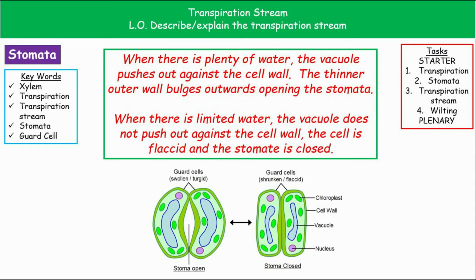So let's double check we've got the right explanation in there. When we've got plenty of water, the vacuole pushes out against the cell wall and the thinner outer wall bulges outwards, which opens the stomata. That's our diagram on the left.